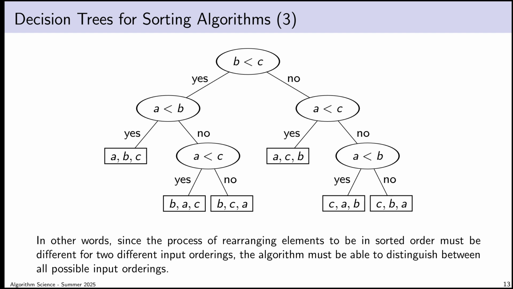Because when it decides to sort the array, when it rearranges elements of the array, the rearrangement it performs has to be different for 2 arrays that are in a different order. It wouldn't make sense to apply the same rearrangement to 2 different arrays and get back the same sorted representation. And so here's where I could do the example.